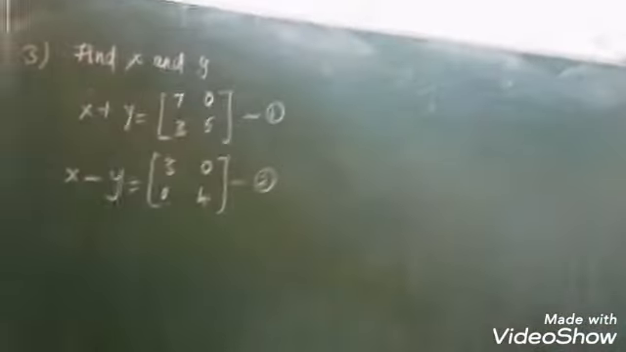Okay girls. See the third sum, girls. Find the x and y. If x plus y is given, then x minus y is given. Now you want to find out the x and y. How do you find them, girls? You already studied the elimination and the substitution method in the earlier classes. Now let us see the sum.